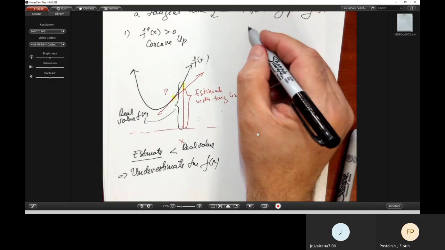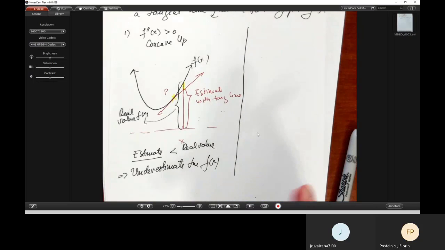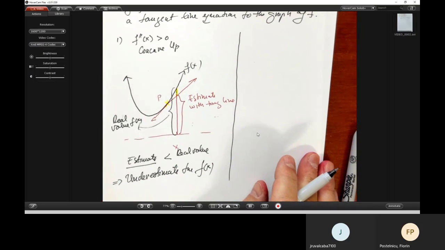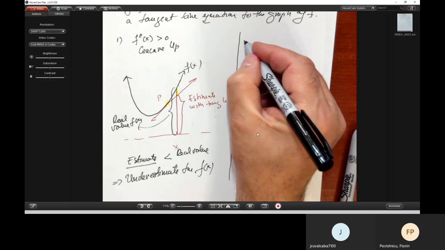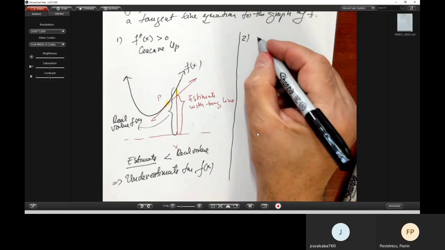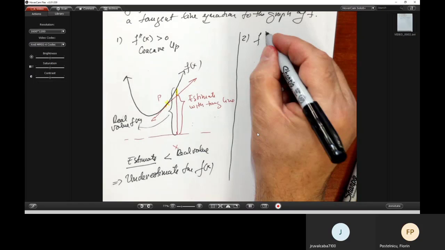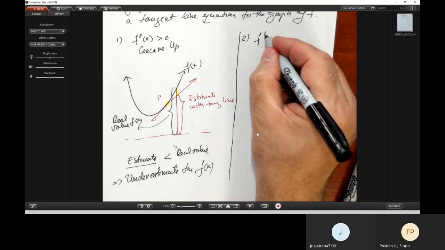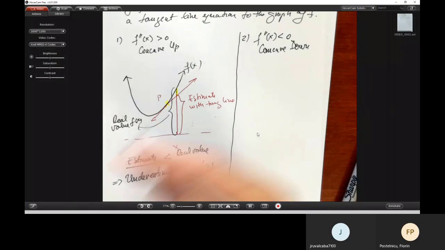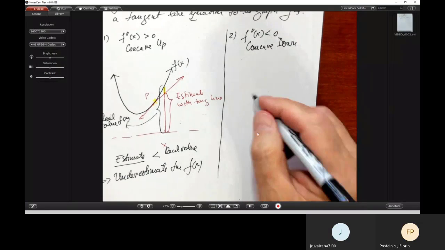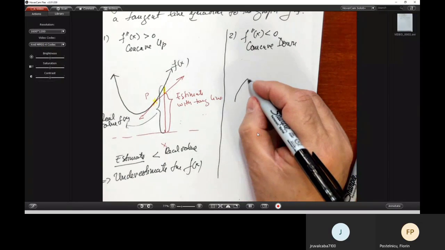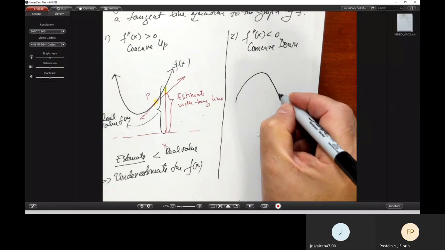So the tangent will always be underneath the curve. So let's see now the second situation, when f second of x is less than 0. Because in that situation, I have a concave down function, and always keep in mind for this the function y equals negative x squared. That's an easy model to keep in mind.